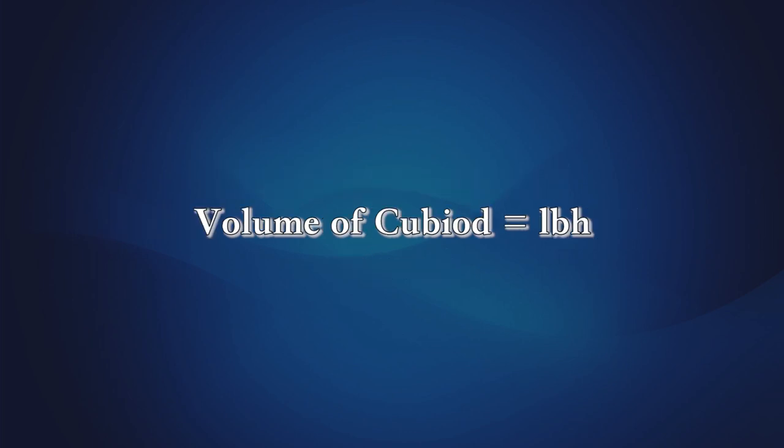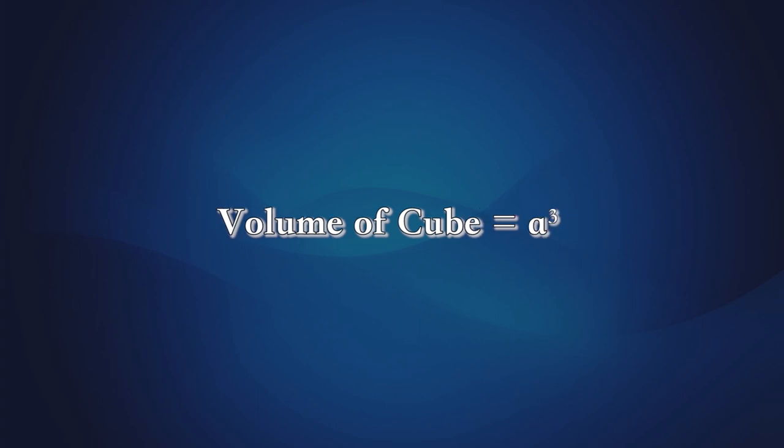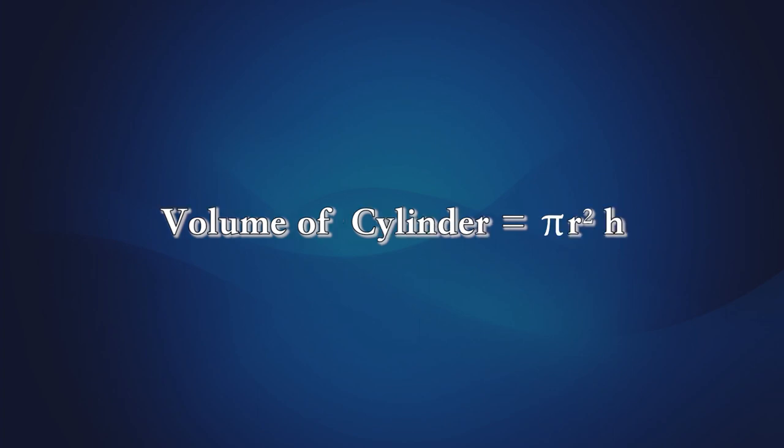Volume of a cuboid is equal to L into B into H. Volume of a cube is equal to a cube. Volume of a cylinder is equal to pi r square h. Now, you can use these formulas to find the surface area and volume of any cuboidal, cubical or cylindrical objects.